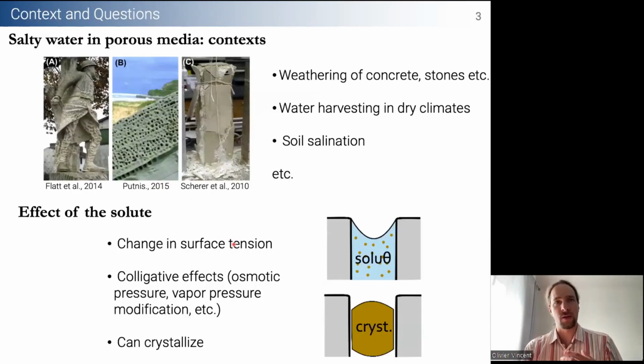And this relates to other areas of science and technology, but I would say one of the most prevalent areas where the problem of salty water in porous media is important is heritage conservation and geophysics, where if you have humidity cycles on a porous medium that contains a salt solution, you can drive crystallization or deliquescence of the salts, and this can generate damage and also different problems like salination of soils, etc. And so the solute itself in the liquid has additional effects compared to the Kelvin equation and capillary forces.